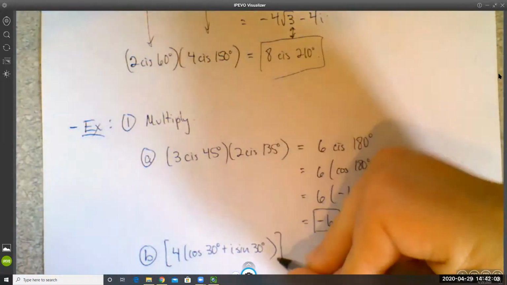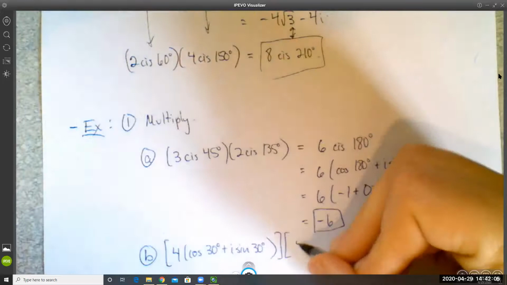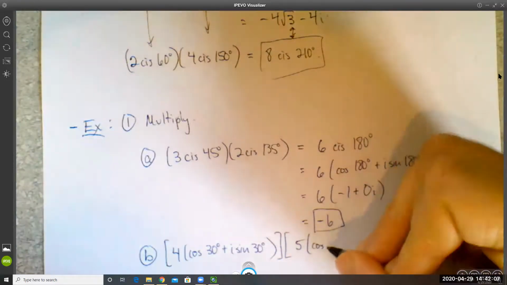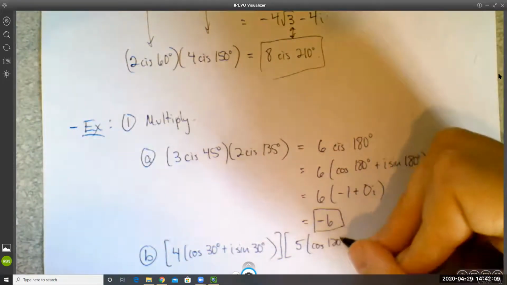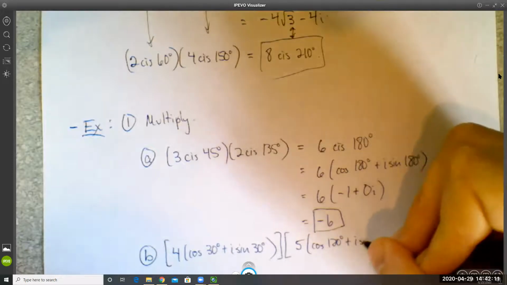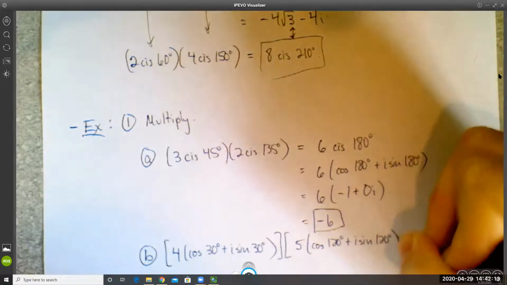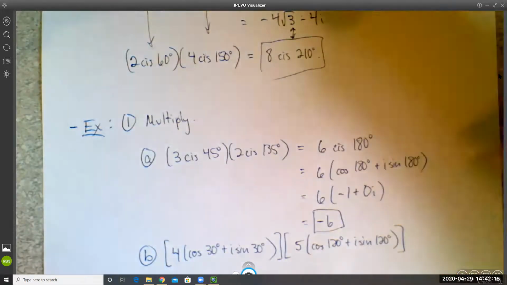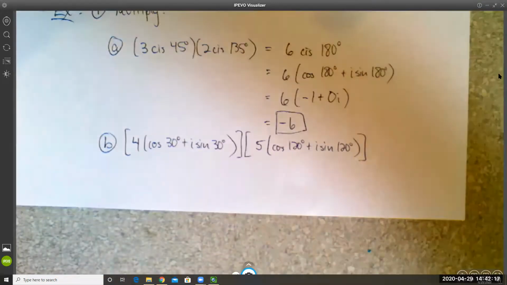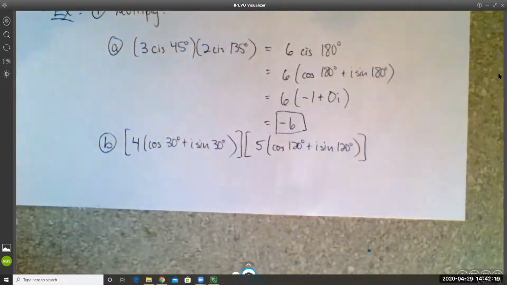times 5 times cosine 120 degrees plus I sine 120 degrees. Okay, so let you work on that one. I'm going to see if I can squeeze my answer here on the bottom of the page. Yeah, so give the video a pause, see if you can work that out.